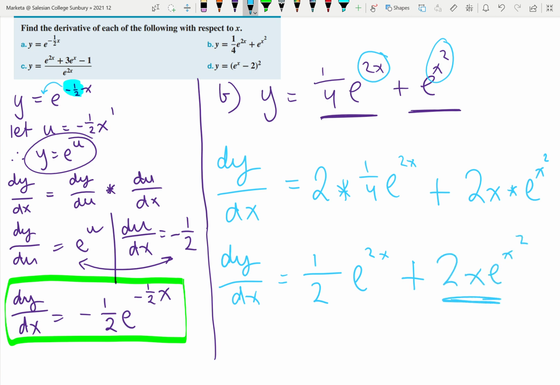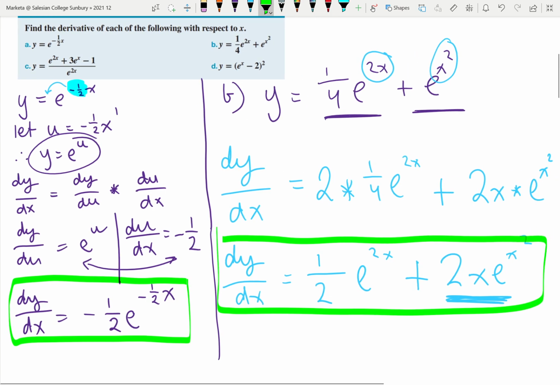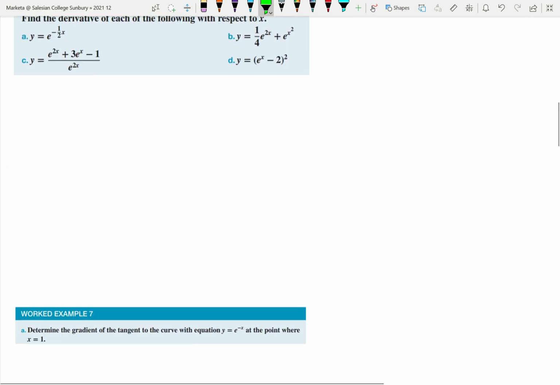And people don't like this where you've got the 2x e to the x squared. It looks kind of messy maybe, but it's correct, so just leave it as it is. So that's our answer. Let's go to the next one, and I might just scroll down.